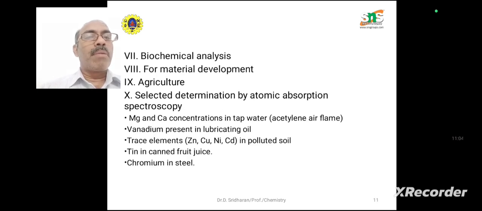And biochemical analysis for material analysis in the agriculture field. Selected determinations by atomic absorption spectroscopy are used for magnesium and calcium concentration, vanadium present in lubricating oil, trace elements in polluted soil, tin in canned fruit juice, chromium in metal, and many more analytical methods for the heavy metals.